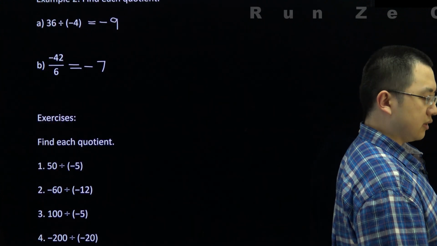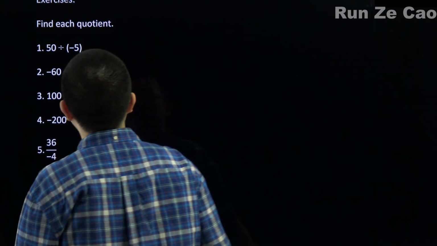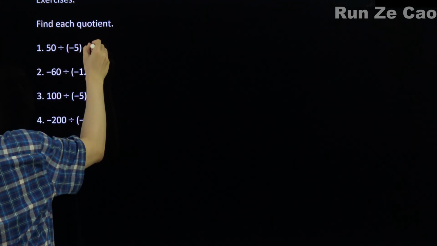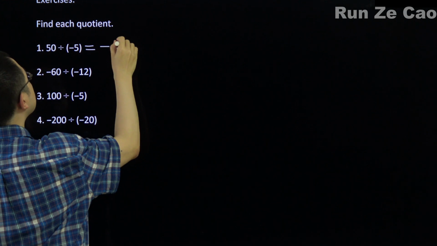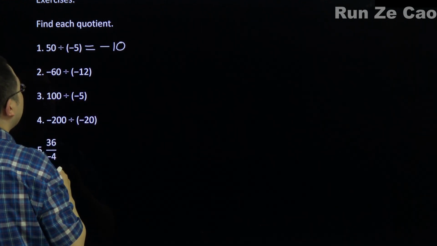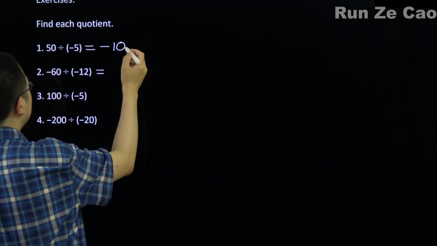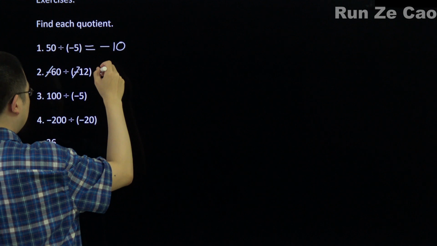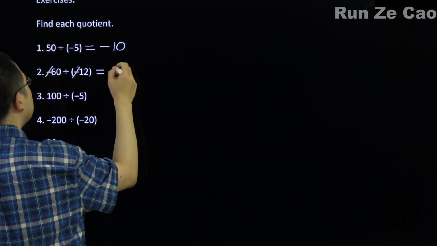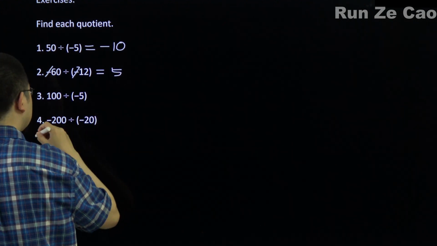Alright, let's do some exercises. Find each quotient. 50 divided by negative 5. Well, there's one negative symbol, so no canceling. So it's negative. And 50 divided by 5 is 10. Negative 60 divided by negative 12. Well, there are two negatives. They cancel each other. And we end up with 60 divided by 12, which means 5.